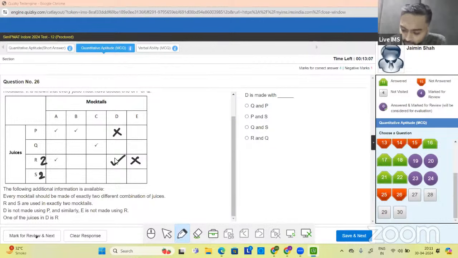So basically there are five mocktails and four juices. Every mocktail should be made of exactly two different juices. Okay, so there will be a total of 10 combinations. ठीक है. So let's do some. So देखिए, basically this two will be crossed because A is already made with two of them.